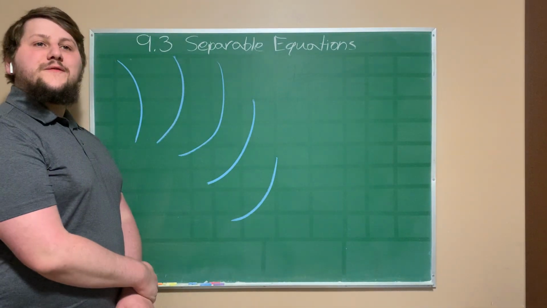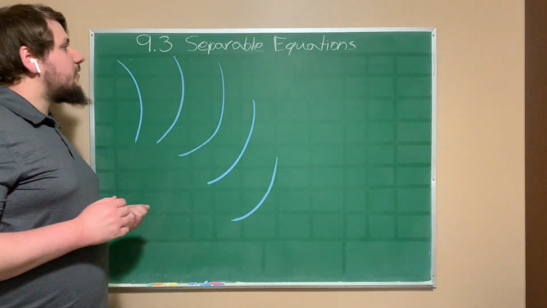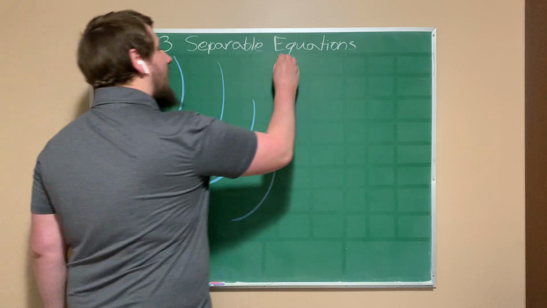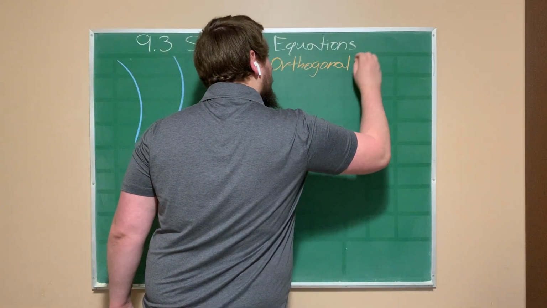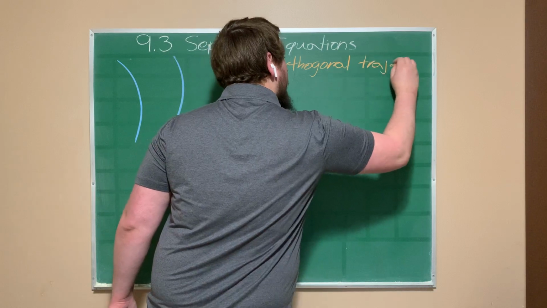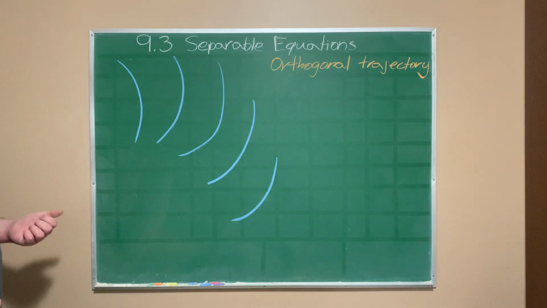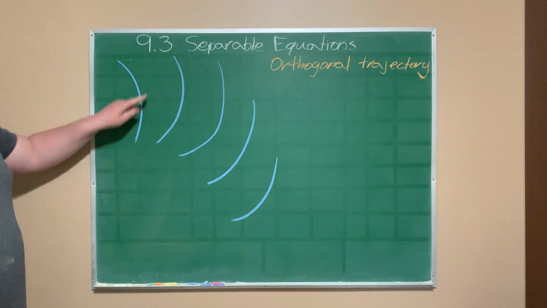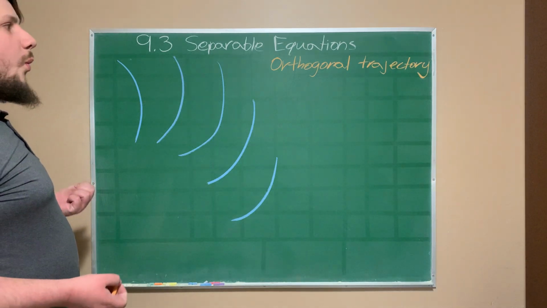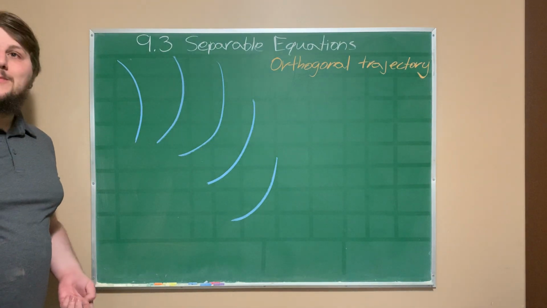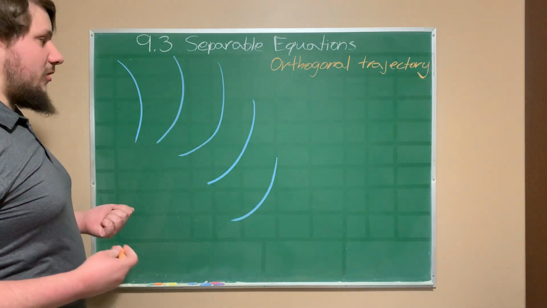In this video, we're going to define and study what are called orthogonal trajectories. So, the idea of an orthogonal trajectory is that when you start with a family of curves, like these blue curves right here, it's sometimes interesting to know what equation might define some curve that is orthogonal to all of these.